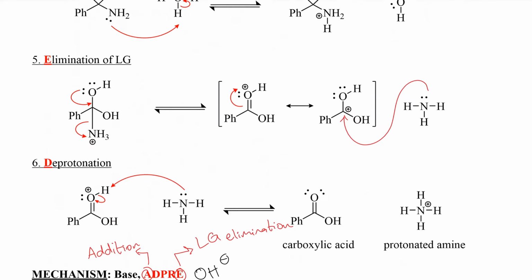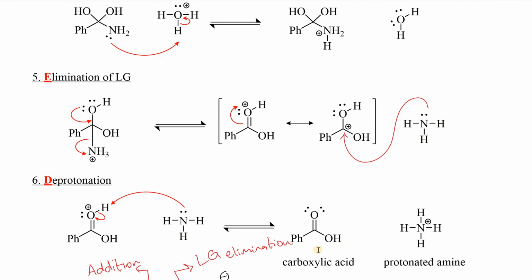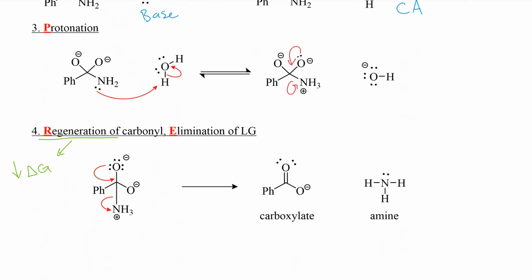If we look at acid-promoted hydrolysis, we form the carboxylic acid and the protonated amine, and that's just because of the excess protons in solution, which contrasts in basic solution where we have a lack of protons and therefore we have more neutral and negative species.